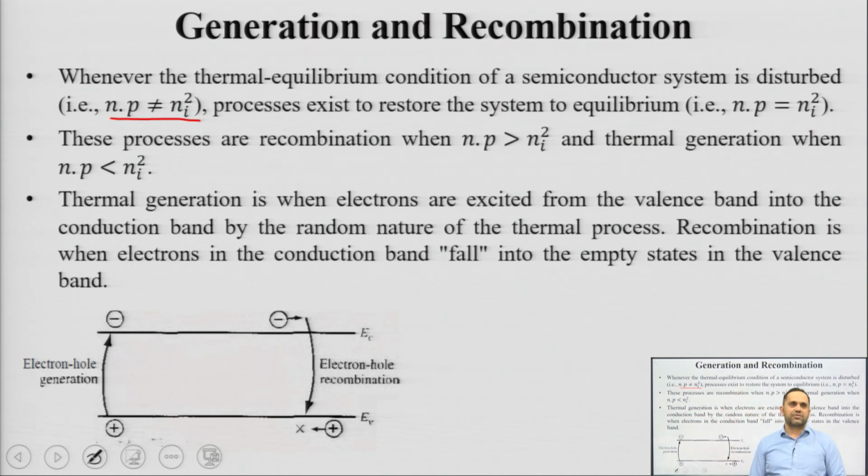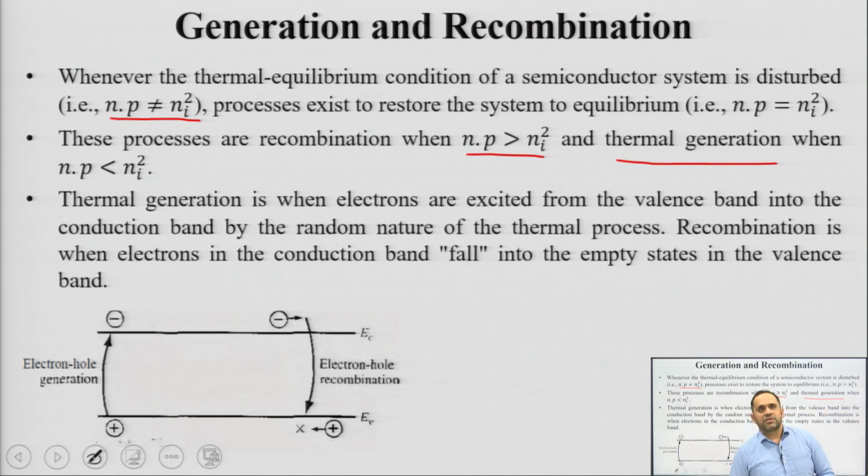This is the expression for the law of mass action, that the product of carrier concentrations is a constant equal to Ni square. If non-equilibrium exists, there can be processes which try to restore this balance. If n dot p is less than Ni square, then extra generation can occur, so that n dot p starts to become equal to Ni square. If n dot p is greater than Ni square, this can lead to the process known as recombination.